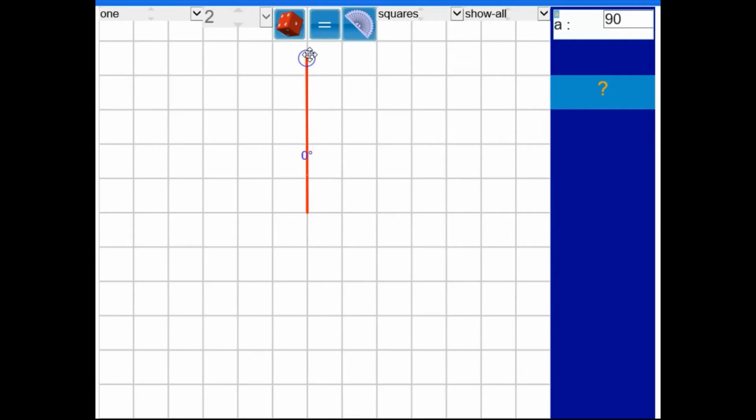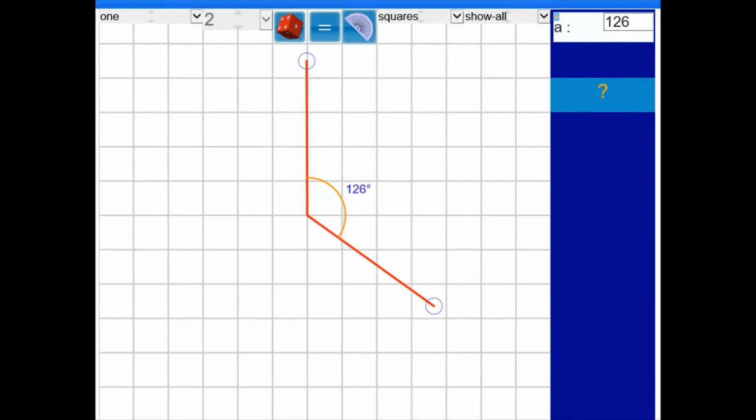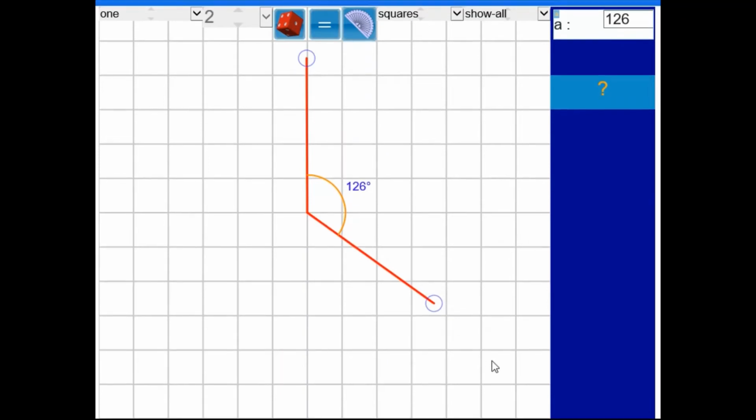So I am going to set an angle, for example, this one, and I want you to tell me whether it is an acute angle, a right angle, an obtuse angle, or a reflex angle. What do you think? This is an obtuse angle, because it's greater than 90 but less than 180 degrees. Okay, let's do another one.